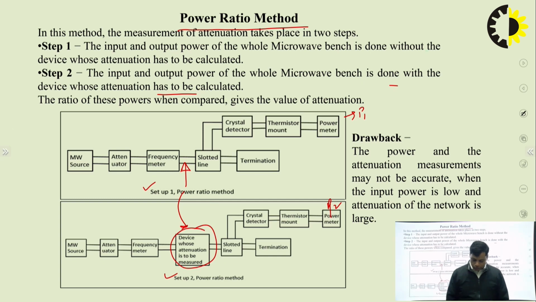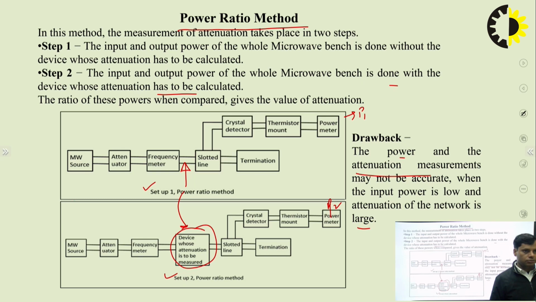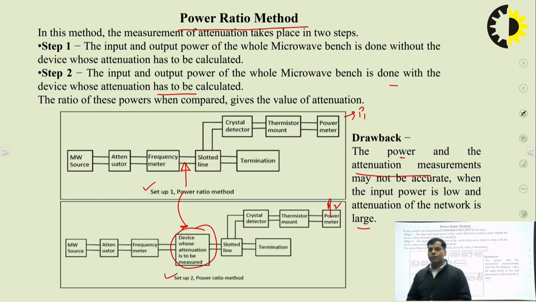After that, what we are doing here is using the crystal detector. The drawback of this method is that the power and attenuation measurement may not be accurate when the input power is low and the attenuation of the network is large, just because of the crystal detector we are using, which has square law non-linear characteristics. So that's why it will not give the accurate amount of power.